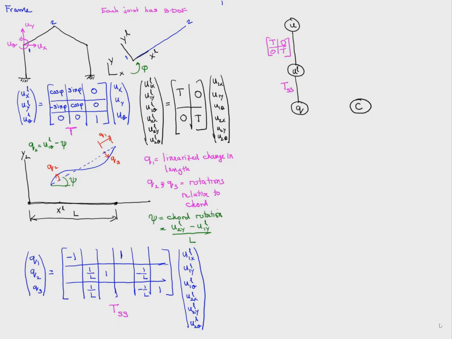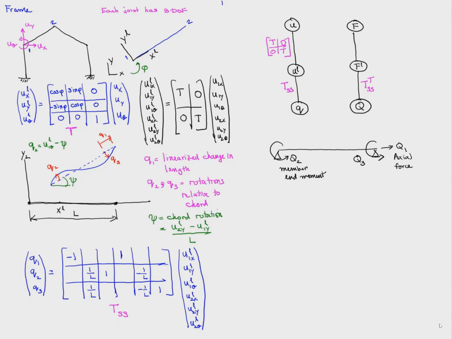So if we draw a Tonti diagram, now UL is related to U in this way, and Q is related to UL in this way. We can think about what the corresponding internal forces are that correspond to little q, and those are the axial force and the 2 member end moments. So we can construct the rest of the Tonti diagram. And what is the matrix E? Okay, we can work it out to be EA over L, and 4EI over L, 2EI over L, and so on.